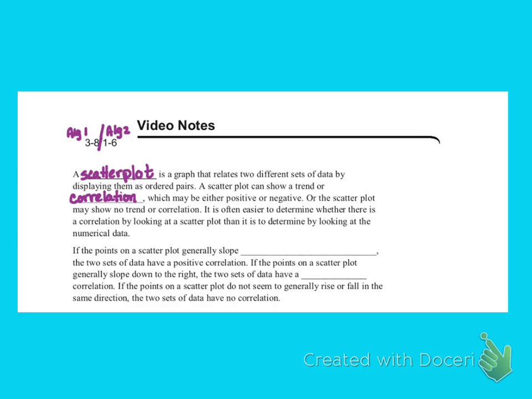If the points on a scatterplot generally slope up to the right, the two sets of data have a positive correlation. If the points on a scatterplot generally slope down to the right, the two sets of data have a negative correlation. If the points on a scatterplot do not seem to generally rise or fall in the same direction, the two sets of data have no correlation.